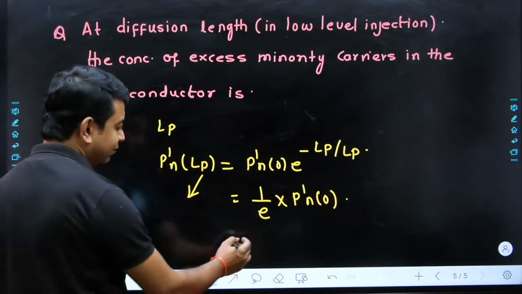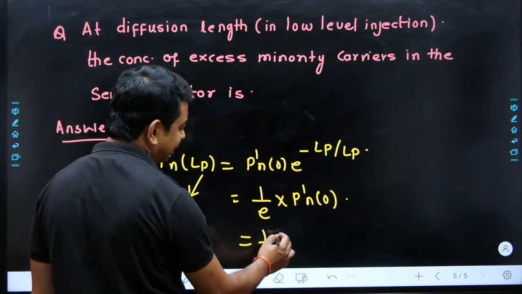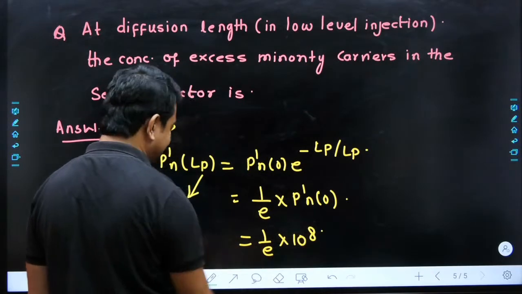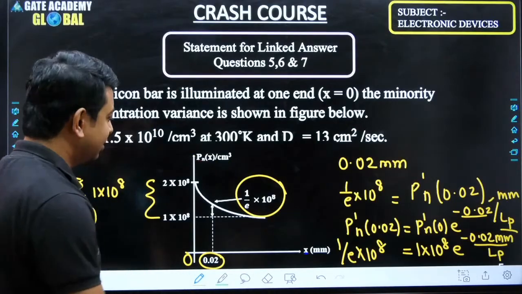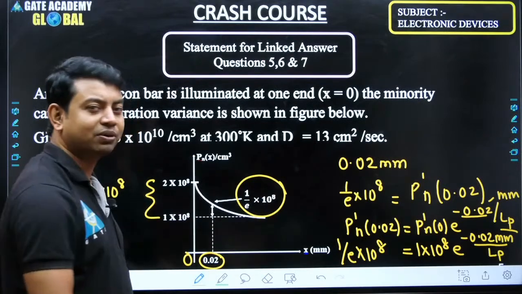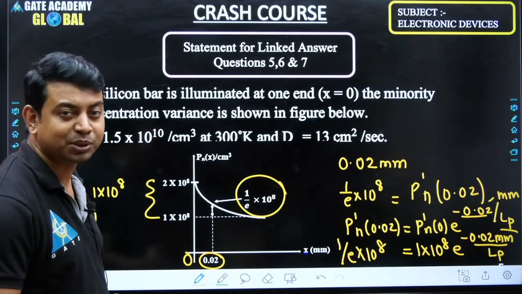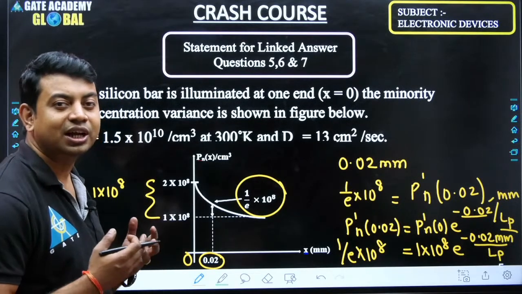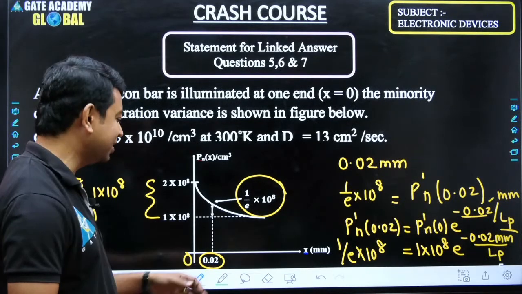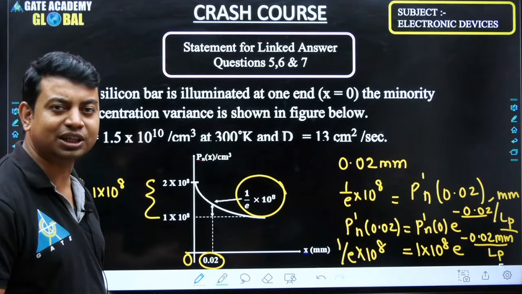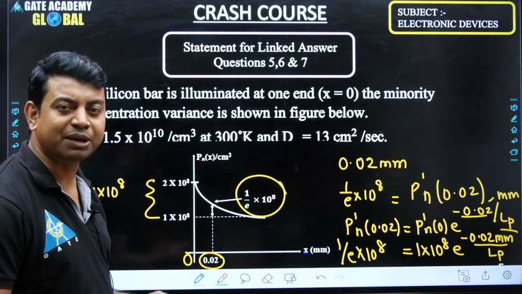So, here if I write 1 upon e into 10 to the power of 8, then we can figure out this thing. What is this? This is nothing but the excess minority charge carrier concentration at diffusion length. That means 0.02 is nothing but the diffusion length LP, 0.02 mm.